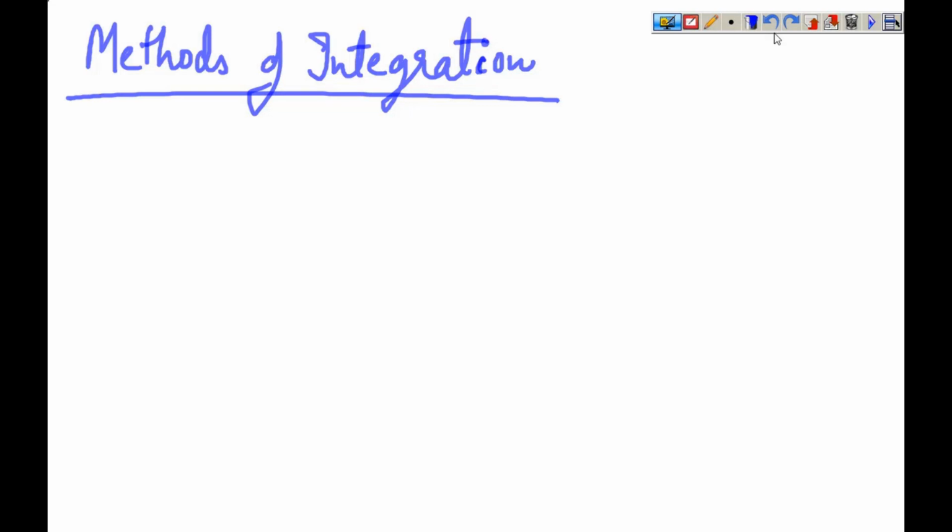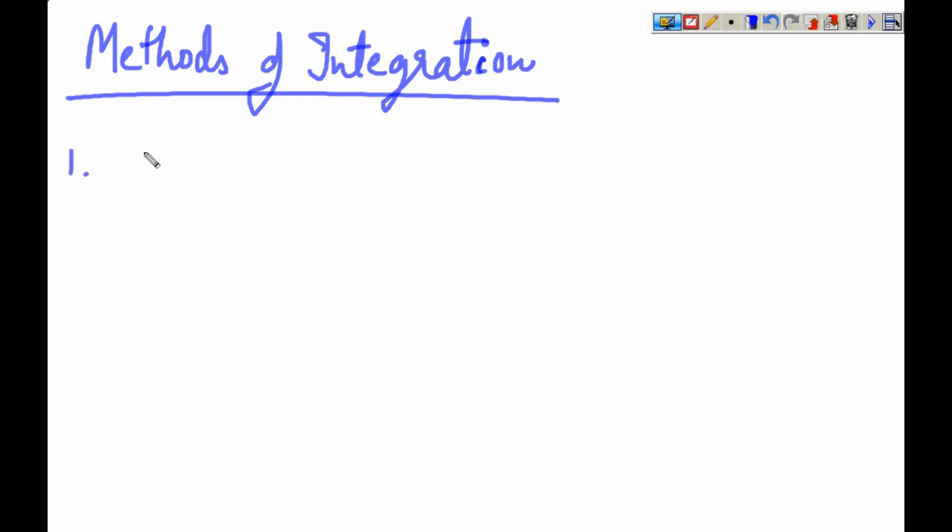So in the last video we were talking about how to do integration. The methods of doing integration will be explored more in this video. In life you don't get simple functions like sin x or cos x. Sometimes we get complex functions and we need to integrate them. So this is where we need to use different kinds of integration.